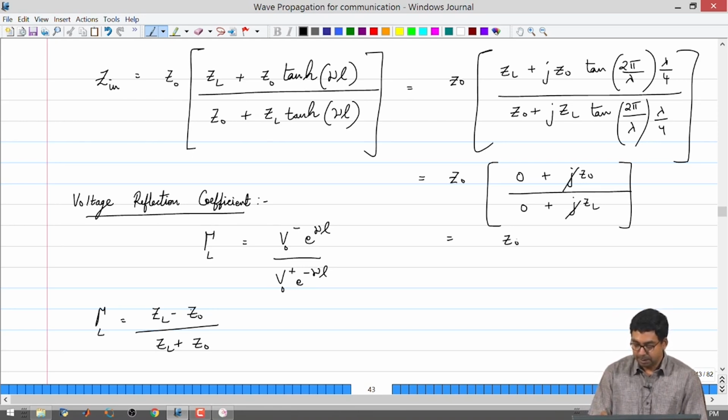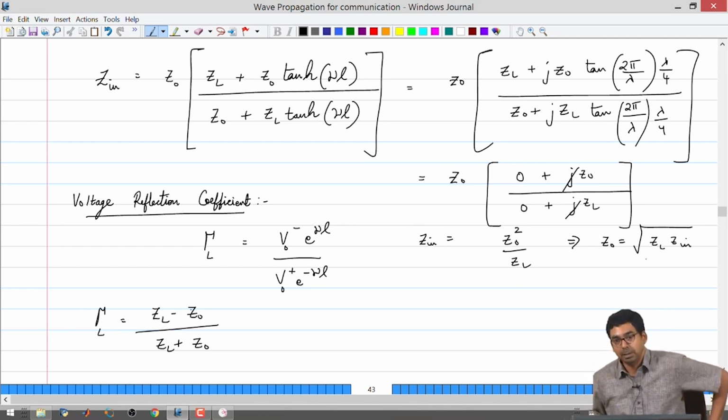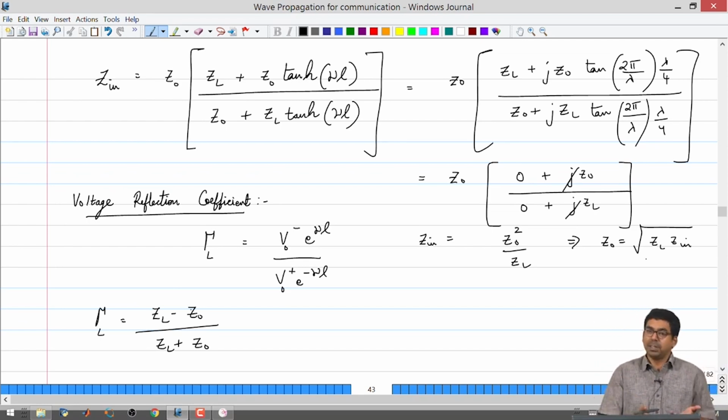I have Z naught square divided by ZL is equal to the Z input, which implies that Z naught is going to be equal to square root of ZL Z in. In our case, Z in is nothing but the impedance as seen by the generator. So, it seems to be following the geometric mean, which is what we have arrived at using a Smith chart. So, the approach that we have taken is that of a quarter wavelength transformer. This is commonly known as quarter wavelength transformer.